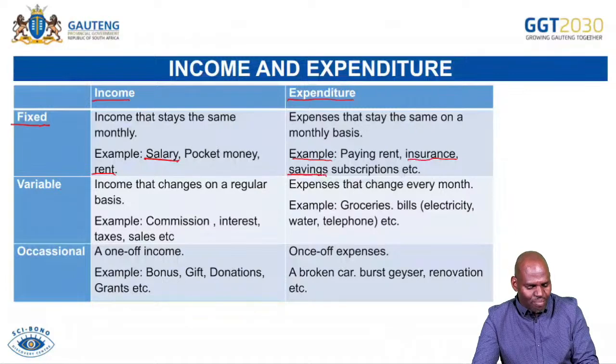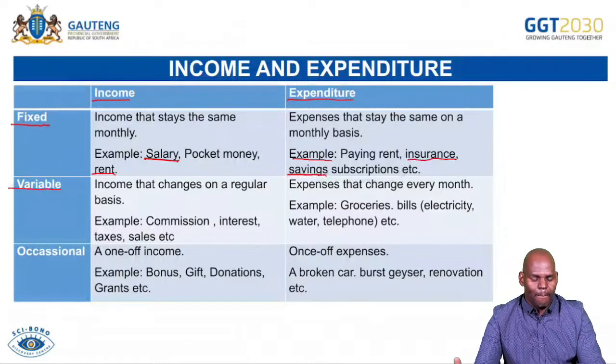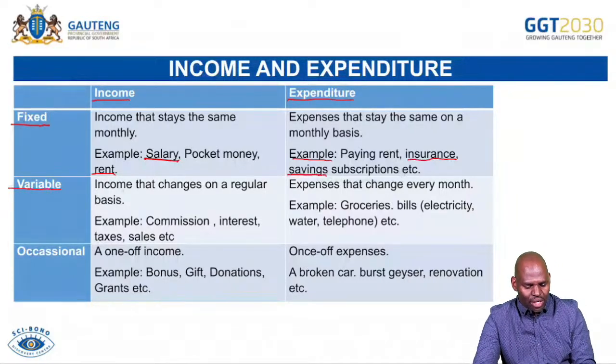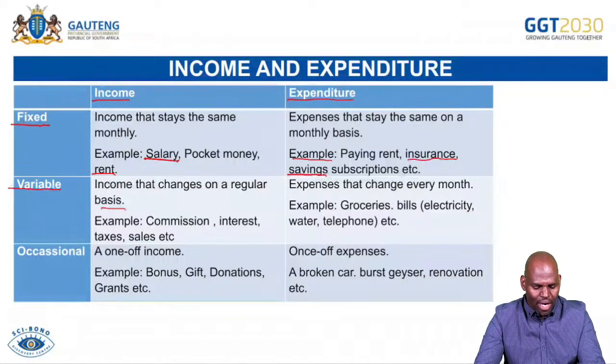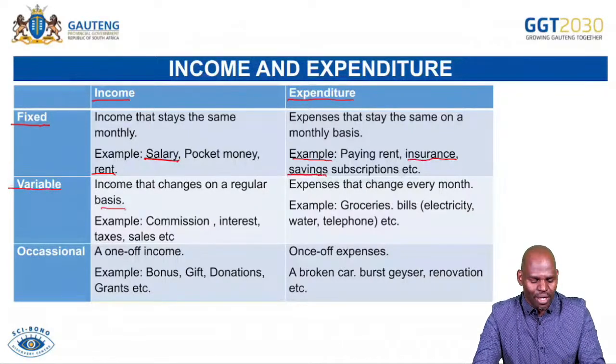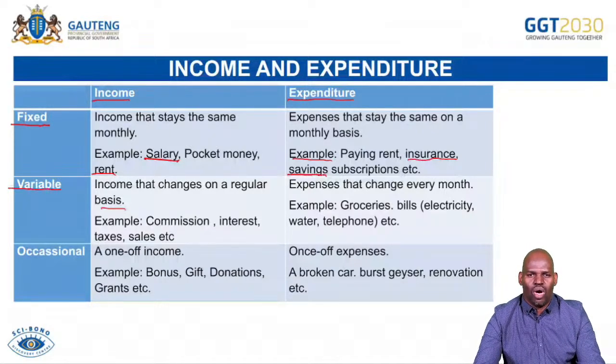And then we've got variable. Variable simply means this is something that is changing. Okay, it's not the same, it's something that is changing. So with regard to income, it is an income that changes on a regular basis. We can give an example with taxi operators or taxi drivers, and so on.